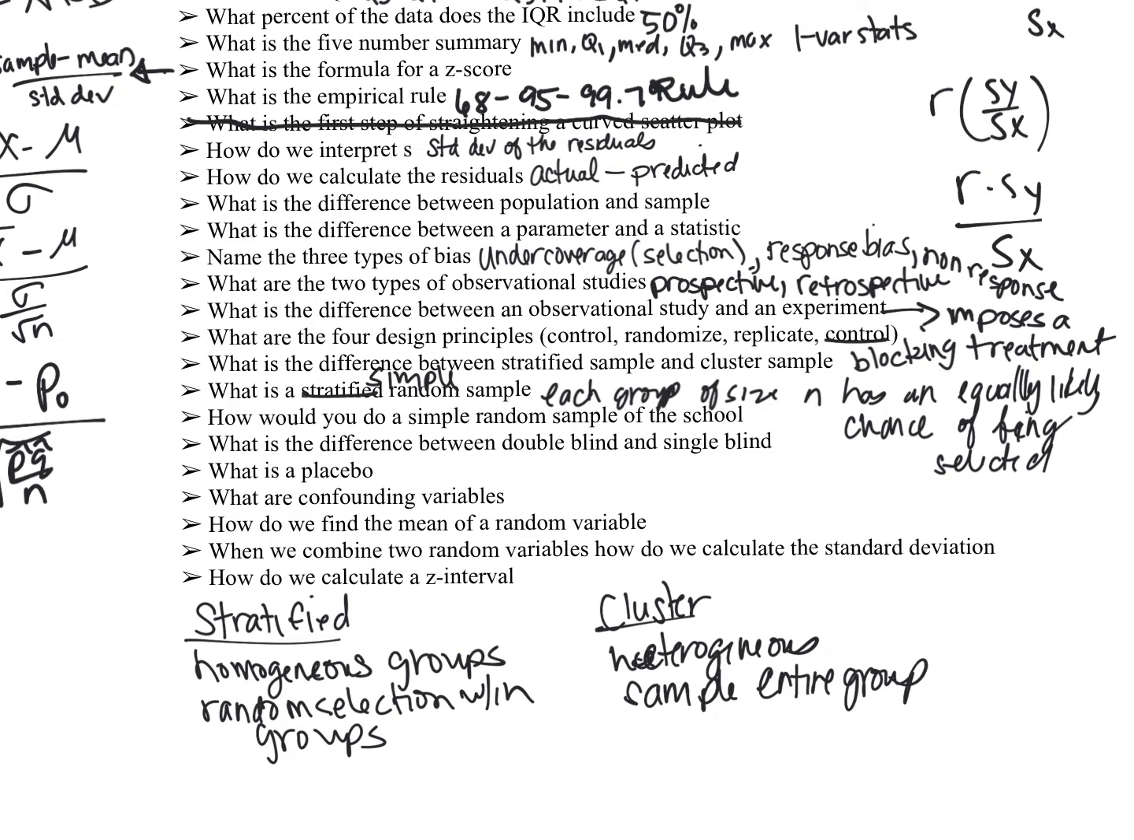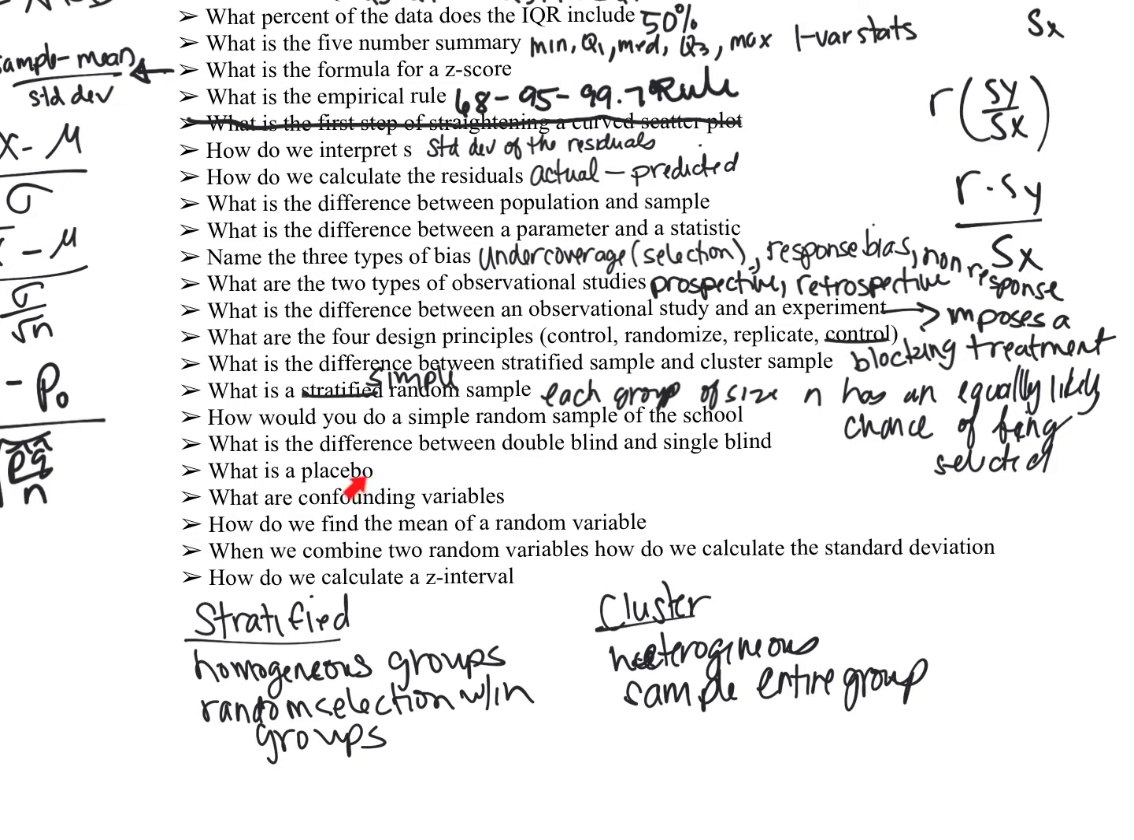The difference between double blind and single blind. The double blind is where both the evaluator and the subject do not know what treatment is being imposed. And the single blind is where only the subject, or sometimes it could be the evaluator if the subject is like a tomato.